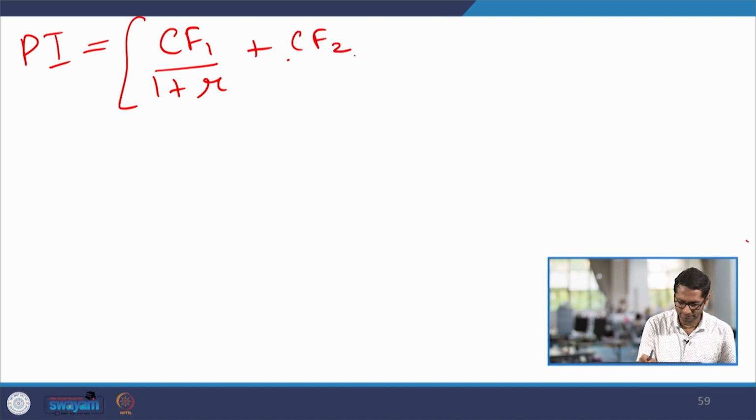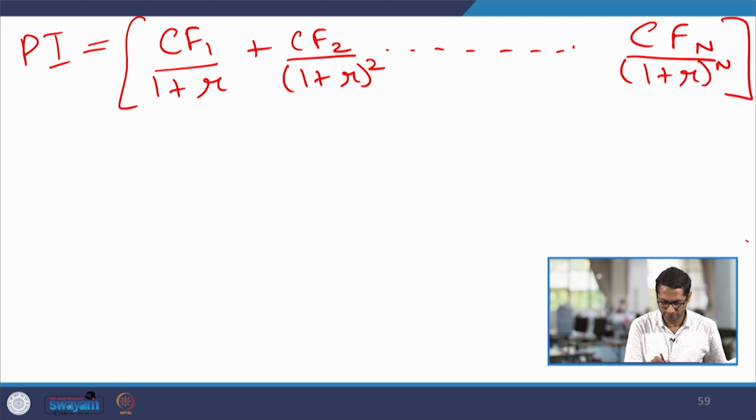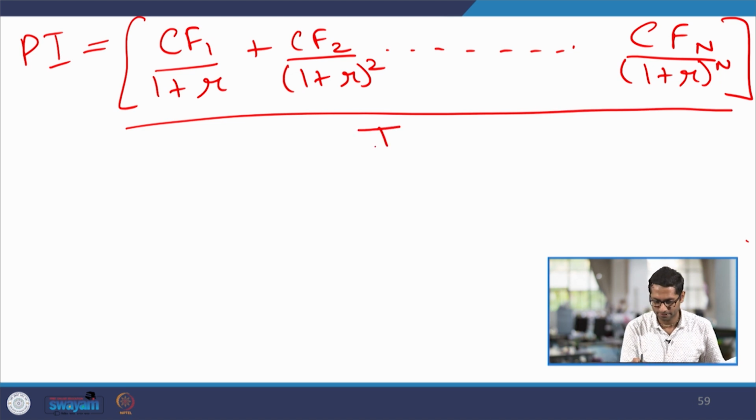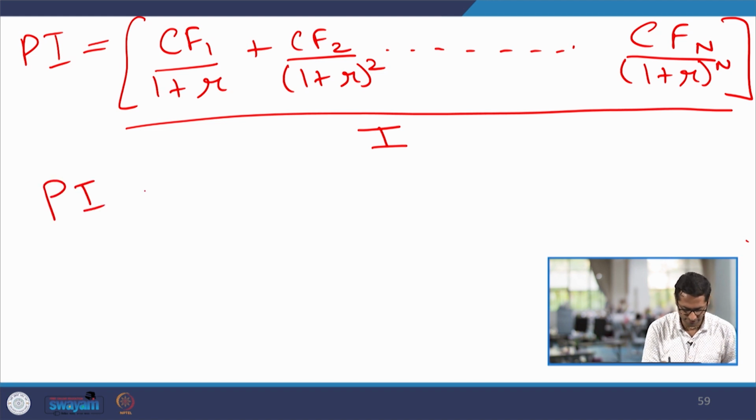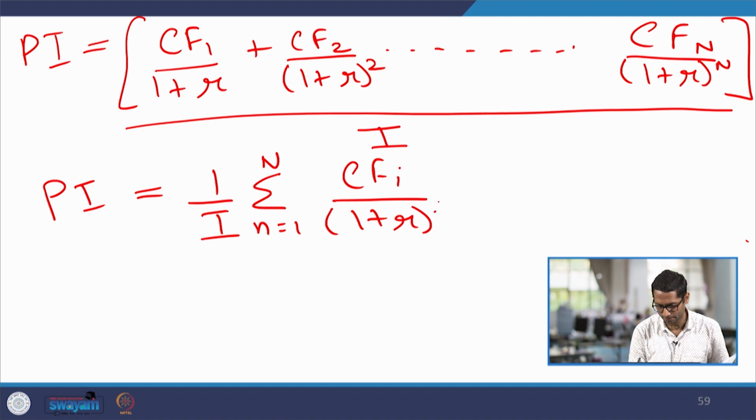A cash flow for the second year is likewise discounted, and this goes on till year n, which is again discounted. And I divide that by the initial investment that I make in year 0. So, if I have to define this, the profitability index is 1 by I, times the summation of n going from 1 till year n, of CFi divided by (1 plus R) raised to the power i. This is the normal notation for it.